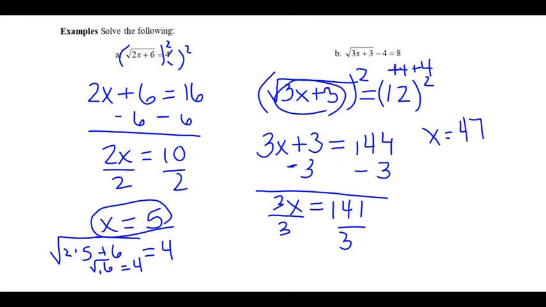And then when I do the math to check it, it does work. So I get 8 as the solution if I do 3 times 47 plus 3, take the square root of that, and then subtract 4. So it is a solution.